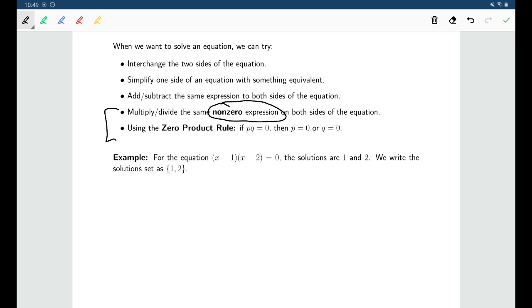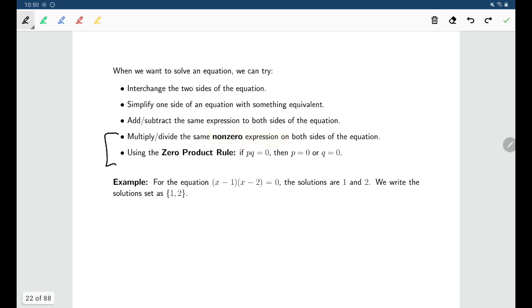The other technique that we have, and this sets up the idea of solving by factoring: if you know that two things multiply together to give you 0, then you know that the first thing is 0 or the second thing is 0 or both. And we'll apply that later on when we're solving equations by factoring. Remember, by factoring, we would write something as a product of factors multiplied together.